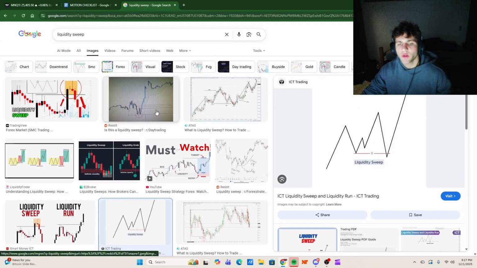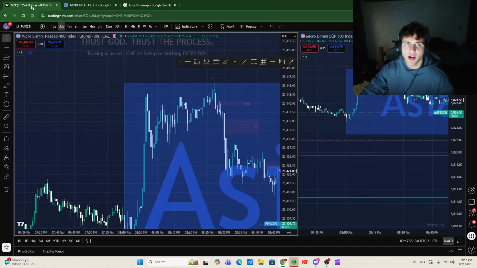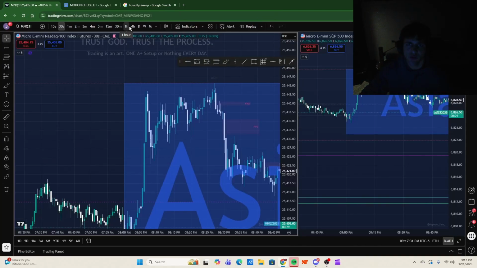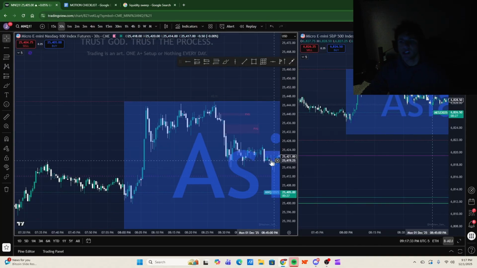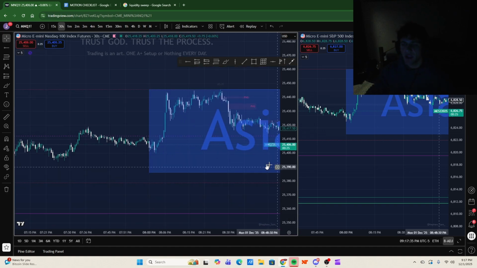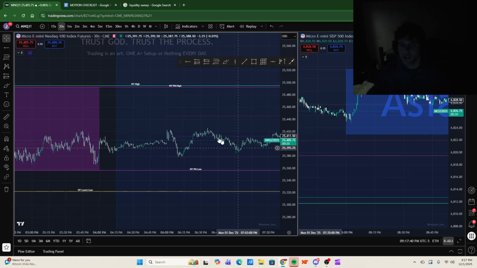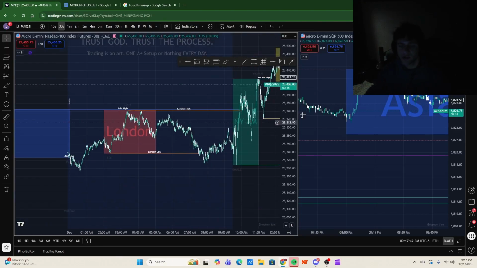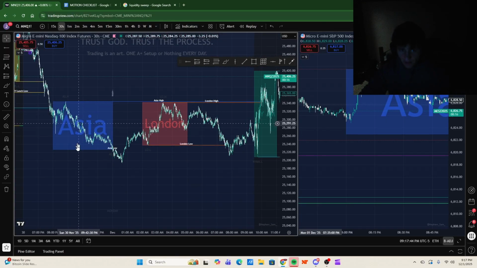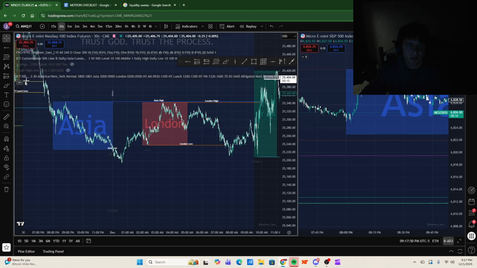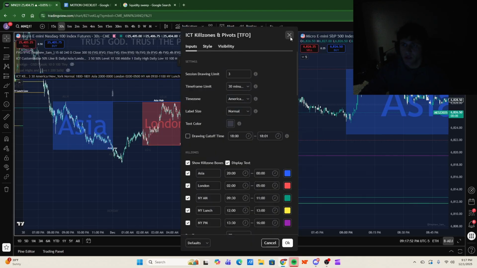So what do I want to see? I usually want to see on the higher time frames, and that's 15-minute, 30, 1 hour, 4 hour, daily, a gap get respected and a lower high get swept. Usually the more important highs and lows are going to be Asia low and high and London low and high. Asia, as you can see, I have this indicator. It's called ICT Killzones and Pivots. Here it is right here.